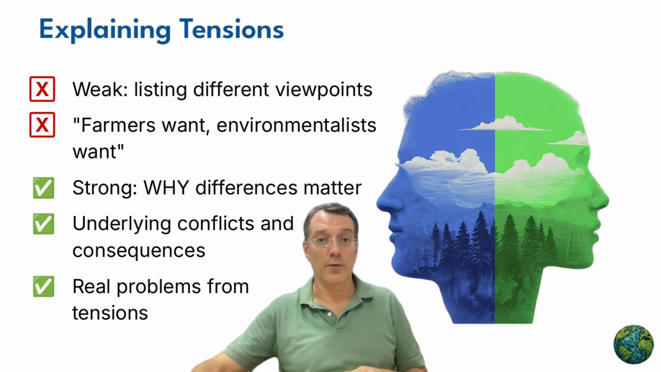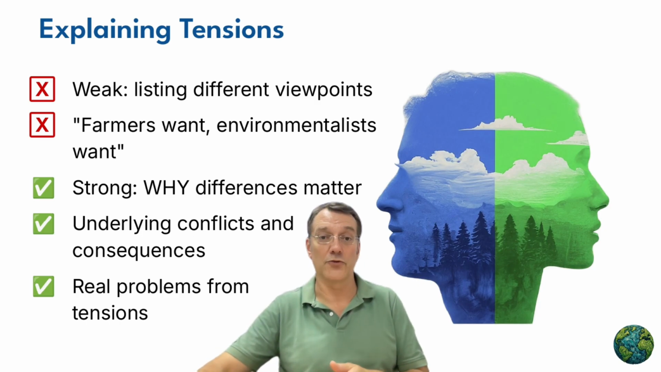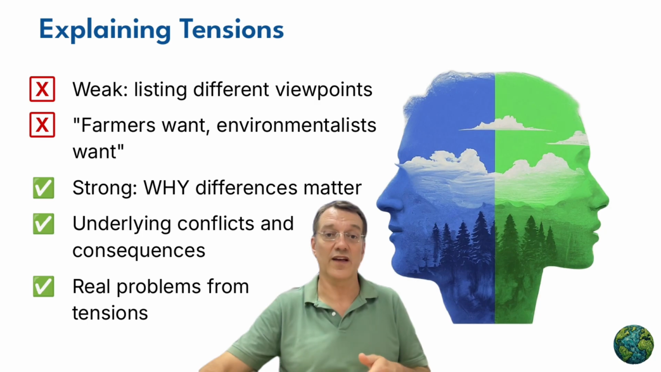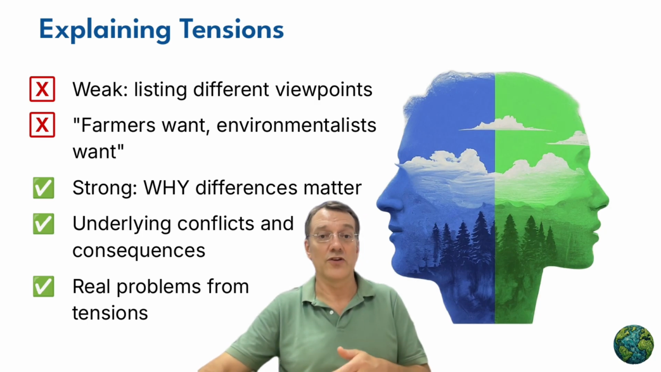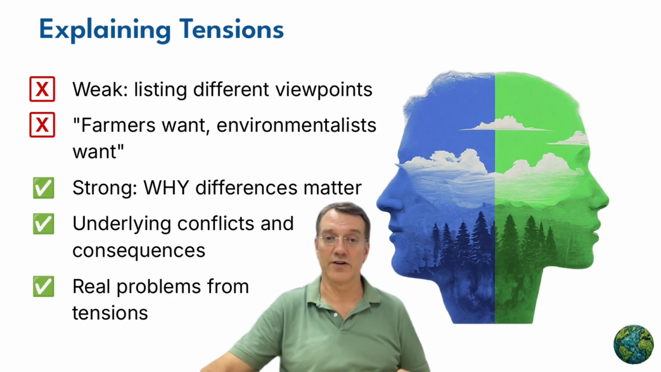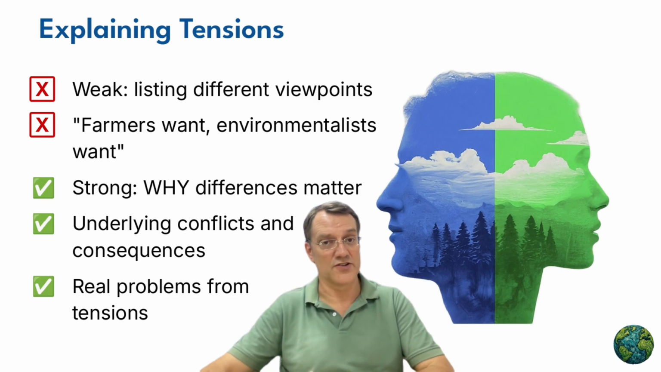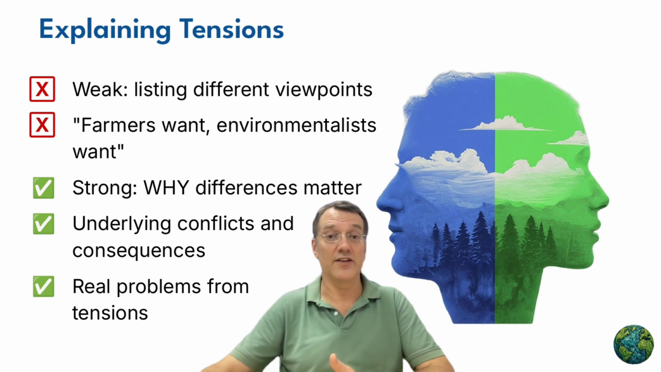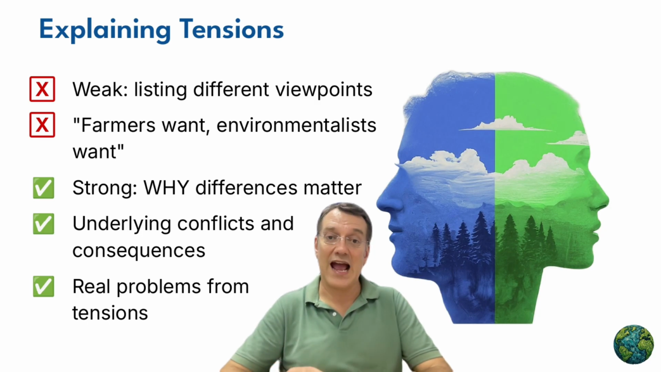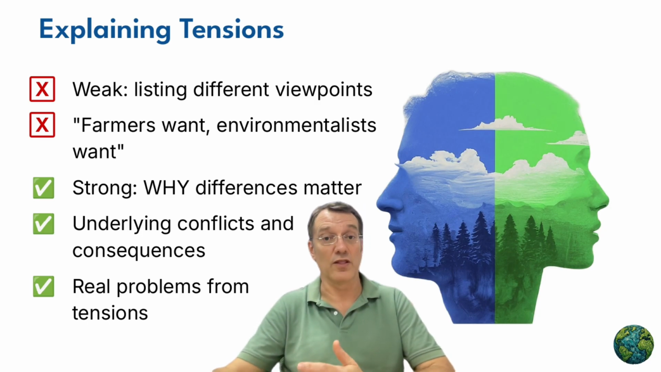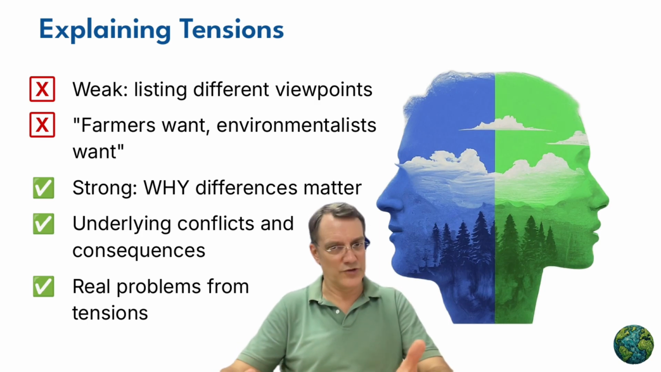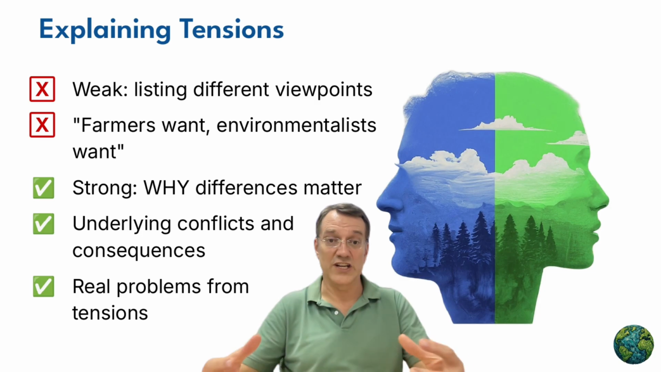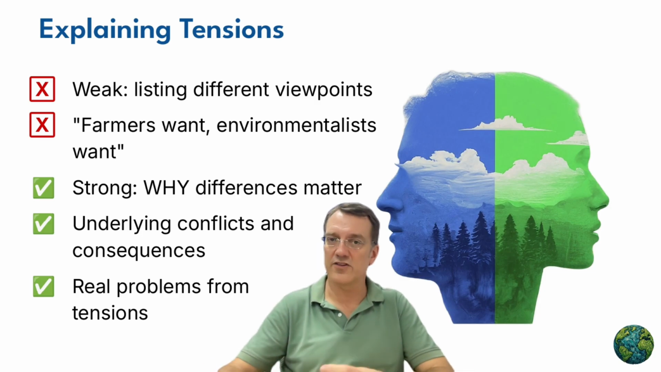For example, farmers argue that pesticide bans would make agriculture economically unviable in regions with high pest pressure, and that would force small farms out of business and threaten food security. Environmental organizations counter that pesticide use damages pollinator populations, which ultimately threatens agricultural productivity and ecosystem health. This fundamental disagreement about how to balance immediate economic needs with long-term environmental sustainability has prevented effective regulation. You see the difference there? The strong approach explains the deeper conflict and the consequences.